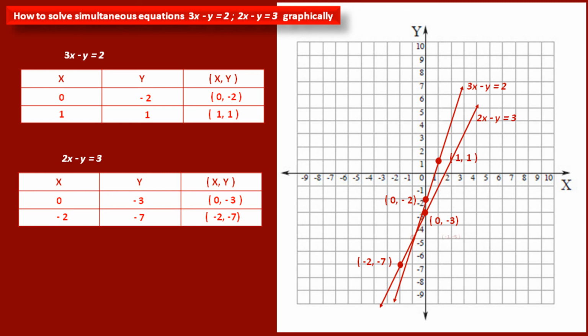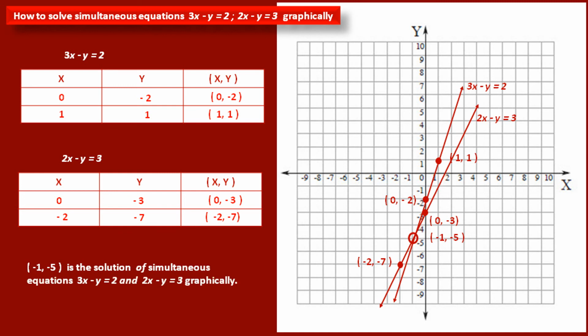Now these 2 lines intersect each other at one point. This point has x coordinate minus 1 and y coordinate minus 5. So this is the point of intersection, and these coordinates mean the solution of these linear equations. So minus 1 comma minus 5 is the solution of simultaneous equations 3x minus y is equal to 2 and 2x minus y is equal to 3.